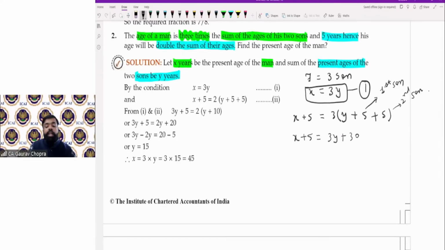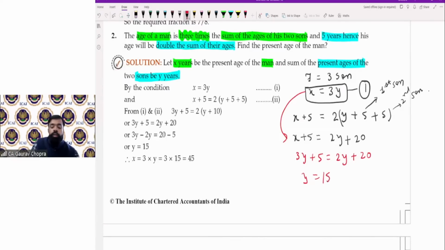Now you know that value of x is 3y. So you can simply substitute and get the result. No, here it is 2 times. The relation is 2 times. So you have to put 2y plus 20. Now substitute value of x here. 3y plus 5 is equal to 2y plus 20. So y is equal to 15.